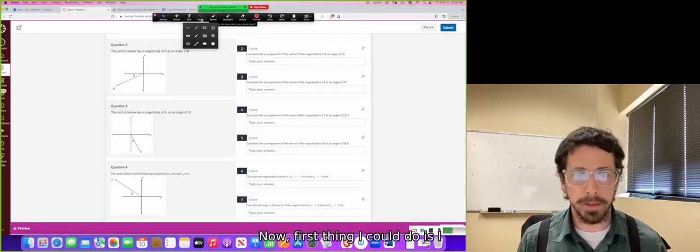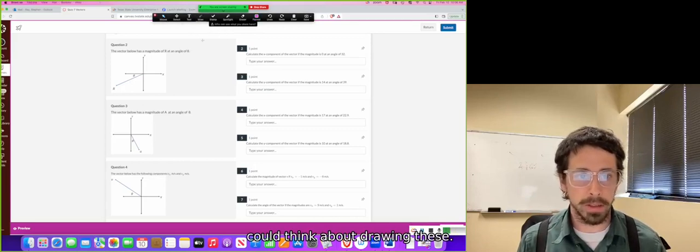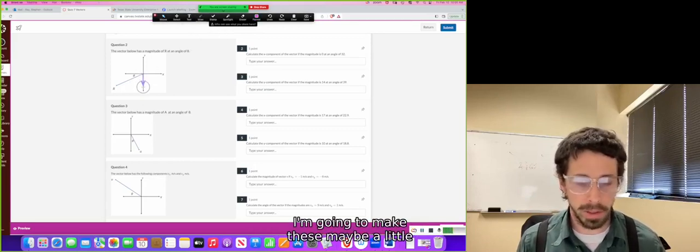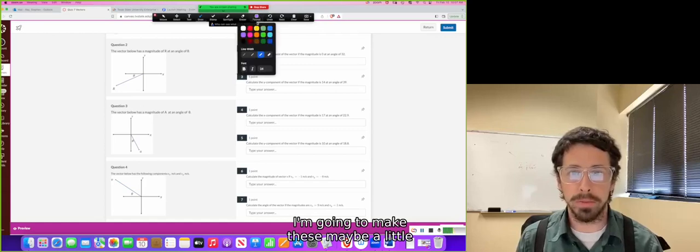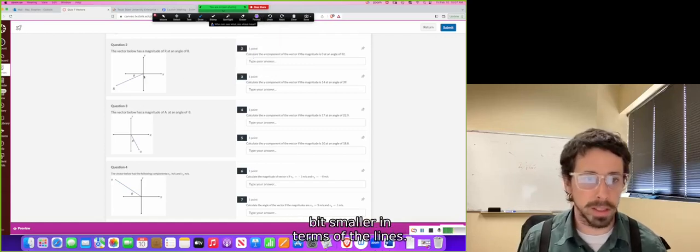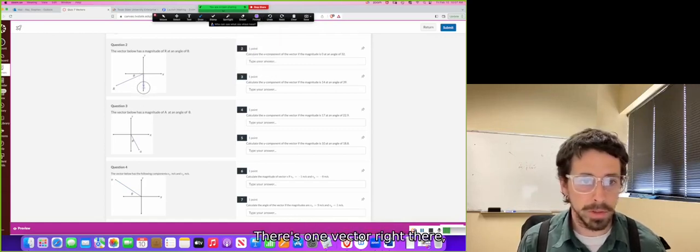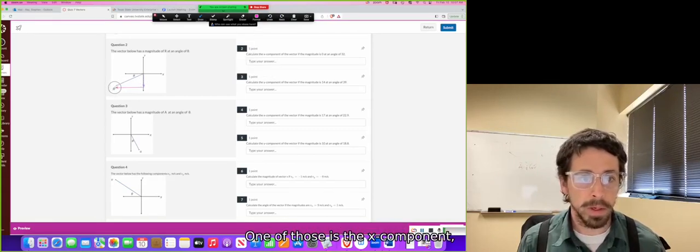Now, first thing I could do is I could think about drawing these. I'm going to draw. I have my vector here. I'm going to make these maybe a little bit smaller in terms of the lines. There we go. There's one vector right there. I have another vector going right here. One of those is the x component, one of those is the y component.